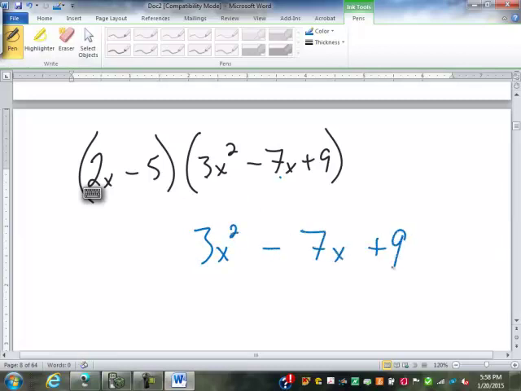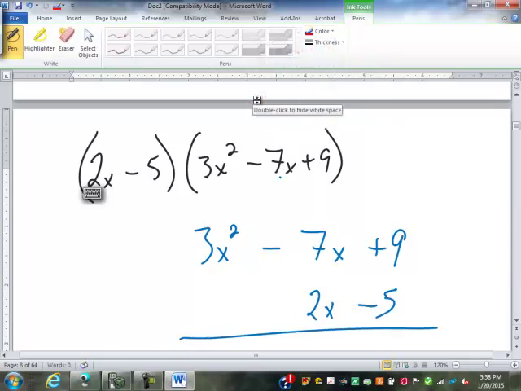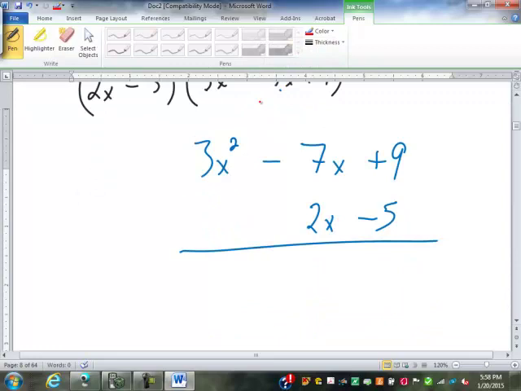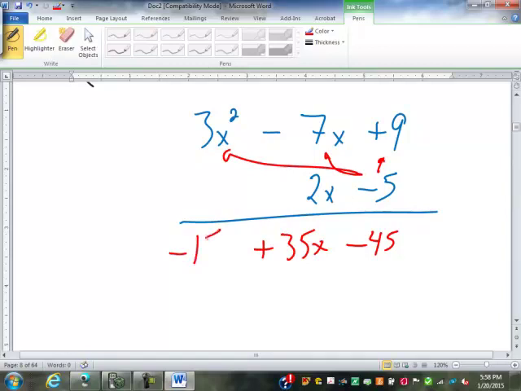Now, I'm not saying you can't do it with FOIL. Most of you know how to modify it and make it work. I just want to show you that long multiplication looks just like whole numbers. Do negative 5 times 9, negative 45, negative 5 times negative 7x, positive 35x. Negative 5 times 3x squared, negative 15x squared. Good. Now again, before we move over, we add a 0 there.